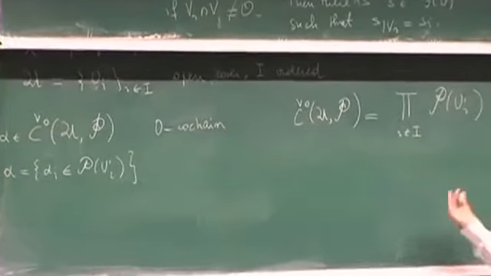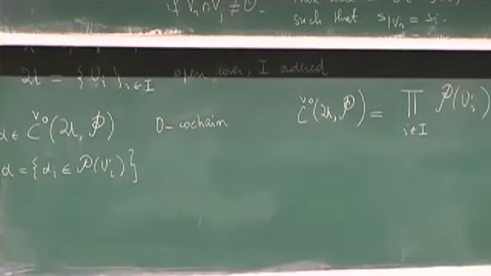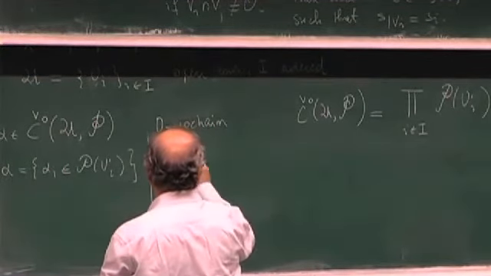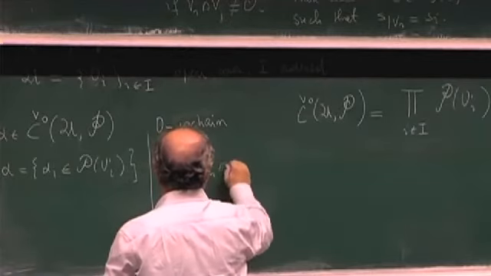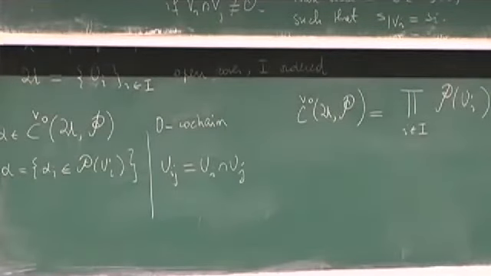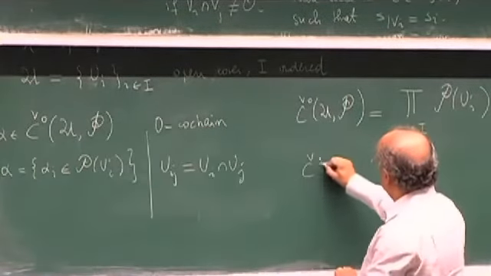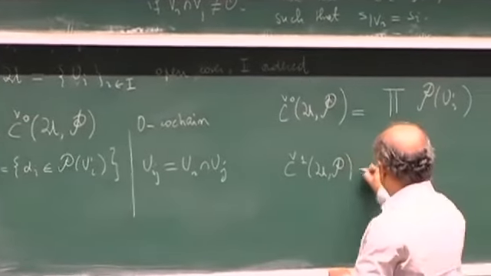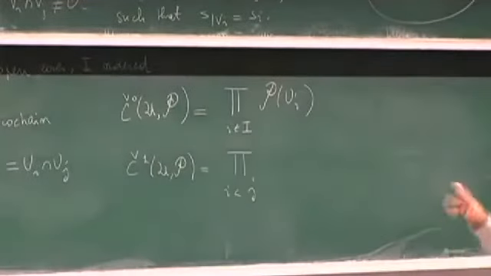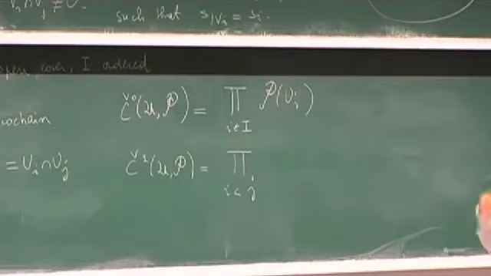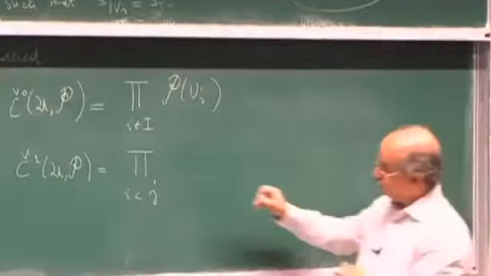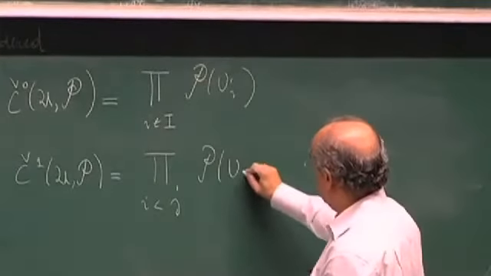So next step, we shall do the same for double intersections. So perhaps I will introduce a notation. For the moment, I will denote by U_ij the intersection of U_i and U_j, provided this is different from the empty set. And C^1(U, P) will be the direct product over all pairs i and j, where to avoid overcounting, I assume that i and j are always ordered, i is less than j, of P(U_ij).